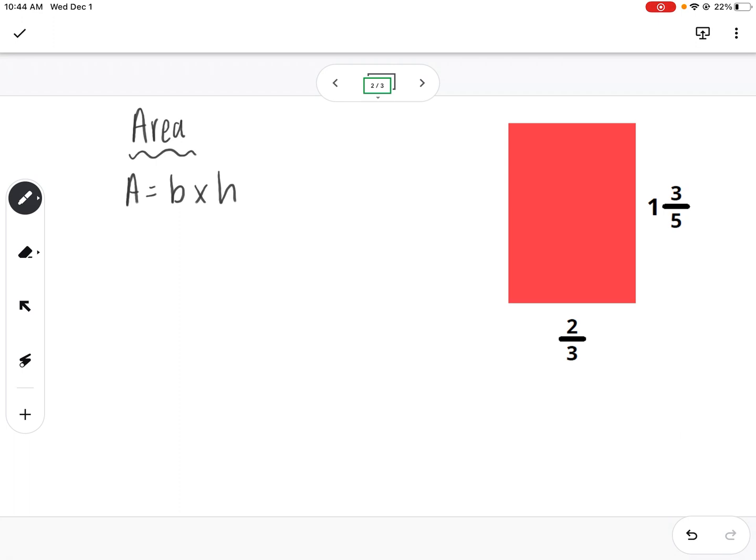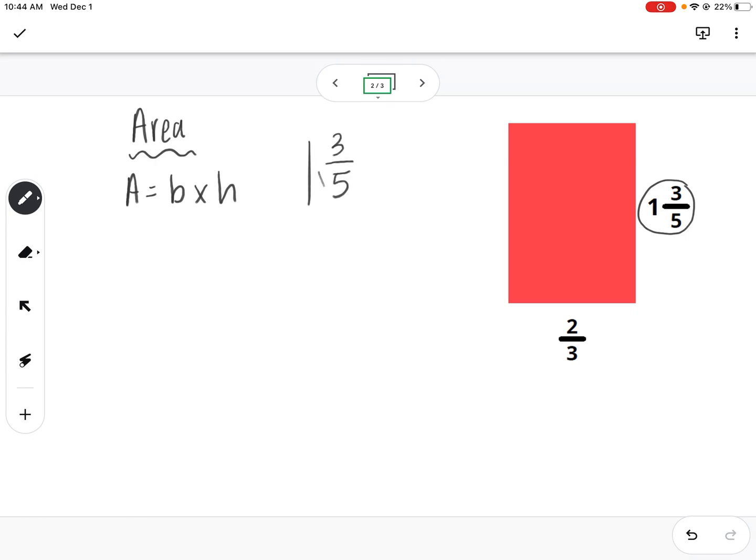Here we can see that this problem is a little bit more complicated because we have a fraction and a mixed number. And we know when we multiply fractions, we want to make sure we have both fractions, right? So we're going to want to convert our height, 1 3/5, to an improper fraction. Remember how we do that?